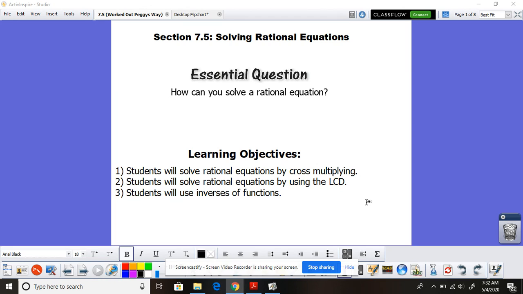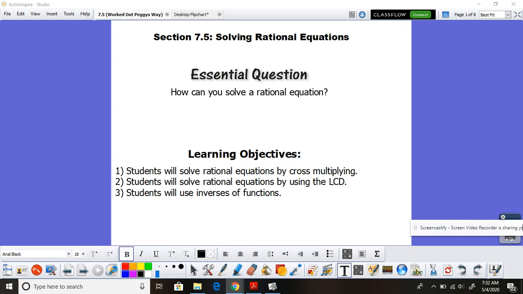But this is section 7.5. It's the last section of chapter 5. It is solving rational equations. Most of you will find this a whole heck of a lot easier than 7.4 was. 7.4 is kind of a beast, especially to try to learn outside of the classroom without me present helping you. So if you struggled a little, that's probably to be expected with you not being in the classroom.